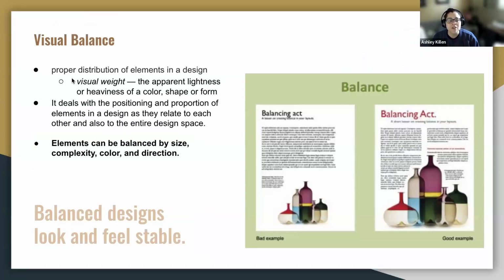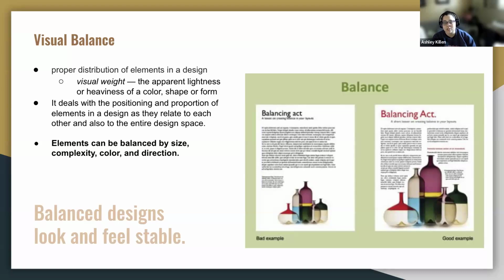So first up, visual balance. Visual balance is incredibly important. Visual balance is basically the distribution of all the different elements within your page, distributing them proportionately, positioning all the different elements and proportion of elements in a way that is as even as possible, really distributing that visual weight as evenly as possible.